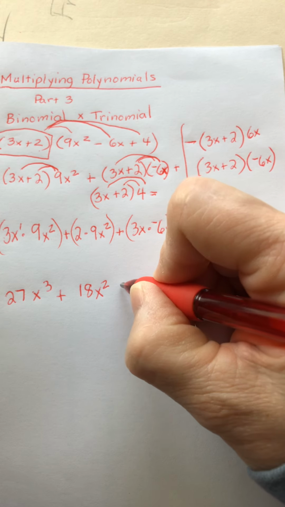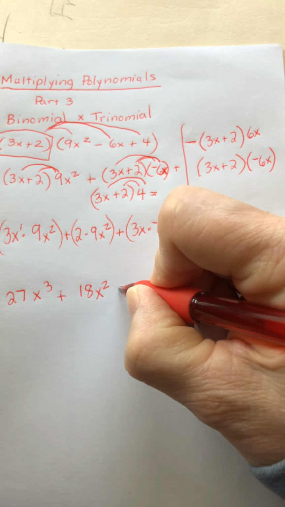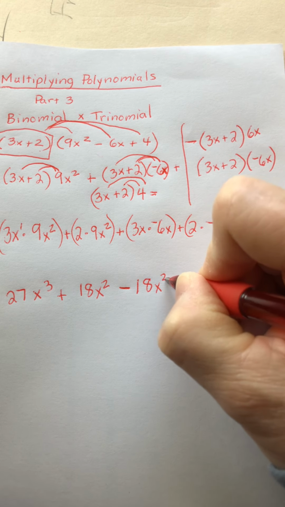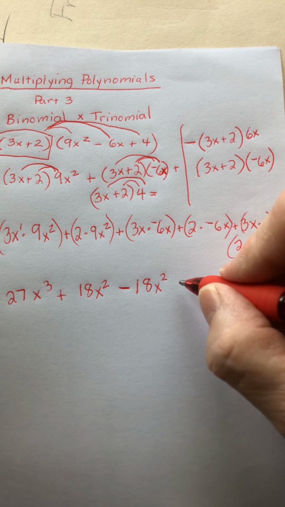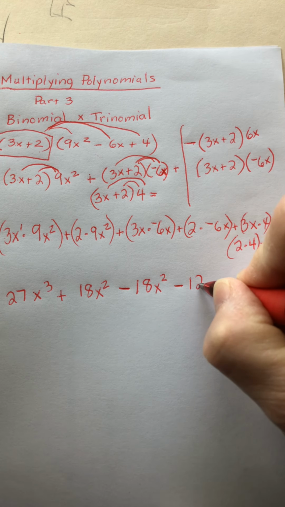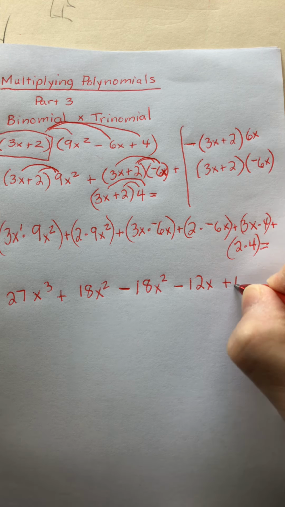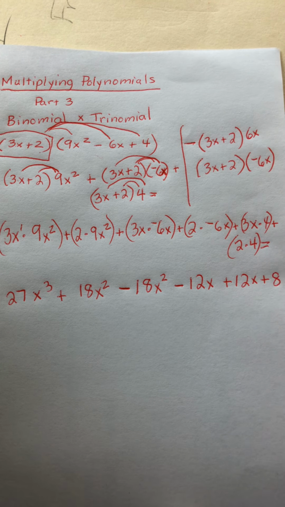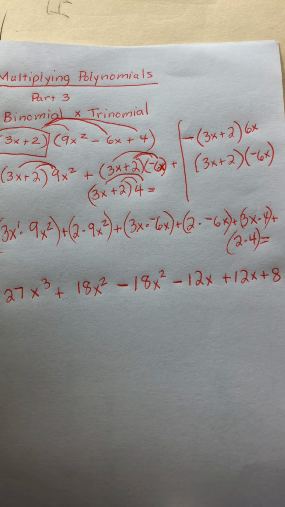Plus 3 times negative 6. I can either say plus a negative or I can just say minus 18x squared. And then this one too, it's got a negative in there, so I can either say plus a negative 12x or I can just say minus 12x, plus 12x plus 8.